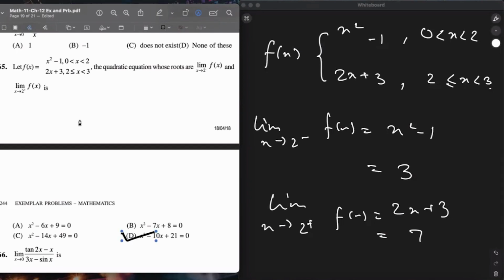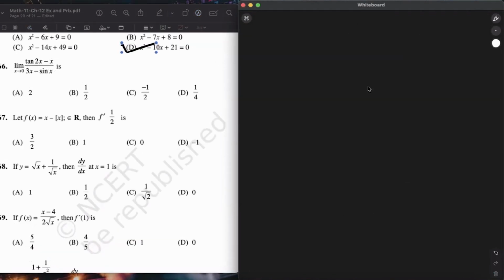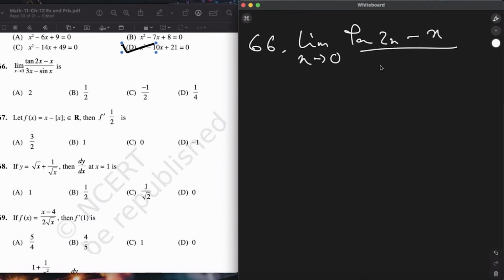All right, so let's see the next question. So next up is question number 66. All right, there's a limit on x which tends to 0. There's a tan 2x minus x, all divided by 3x minus sin x.